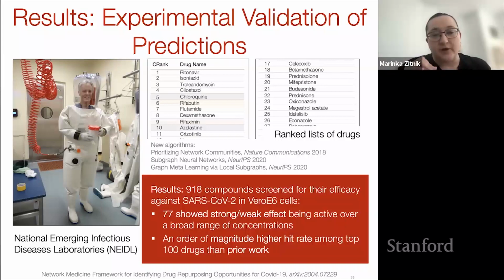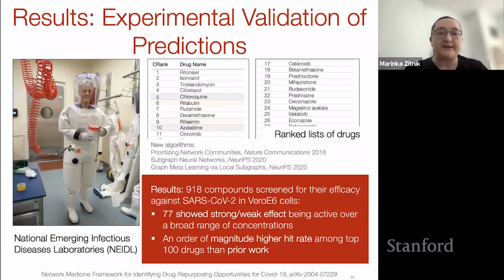So the virologists there took the top predictions made by the model and then screened those predictions for their efficacy first in African monkey cells, which are Vero E6 cells, a very prominent cell line for COVID-19 tests, and later in mouse and human cells. So the result of that was that 77 drugs that were predicted showed strong or weak effect, and they were active over a broad range of concentrations.